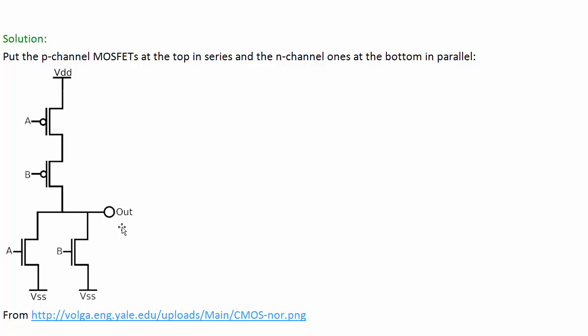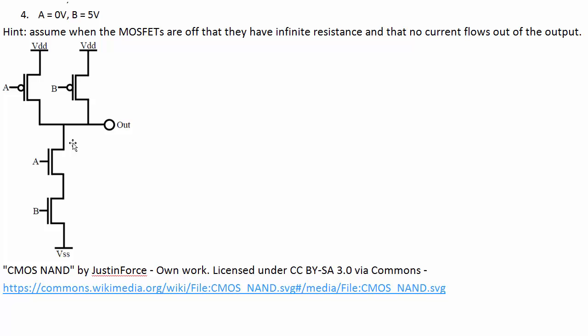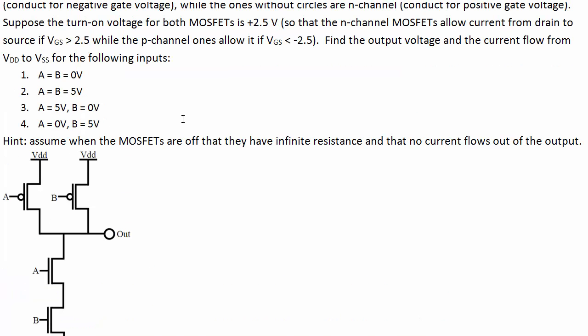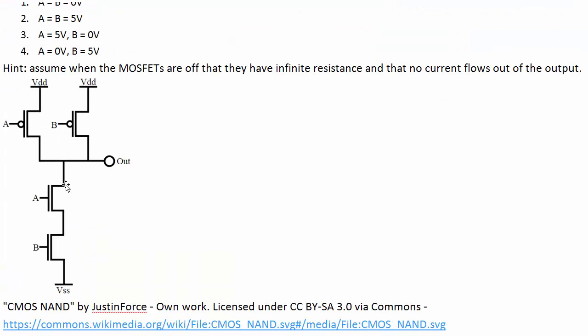The beautiful part about CMOS is that for either of these situations, there's no current flow from top to bottom. So any path the current would try to take to go from top to bottom under any of these input circumstances is going to be blocked by a closed off, a pinched off MOSFET. And the MOSFETs have incredibly high resistance in that region.